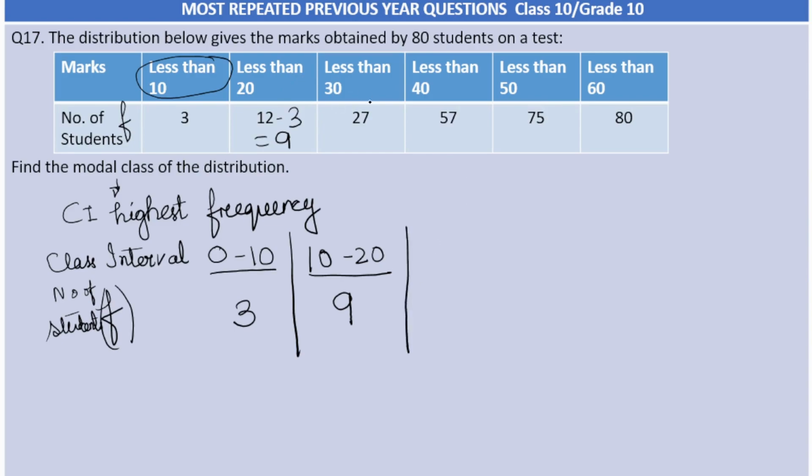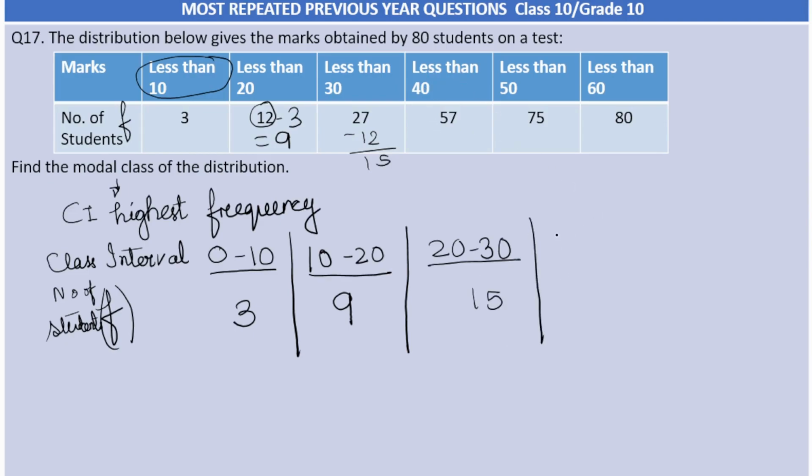Next class interval will be, similarly, instead of less than 30 we'll write... for 0 to 10, 10 to 20 we have already defined. For 20 to 30, if we are trying to find out, we have to remove these 12 students, because these 12 students have scored less than 20, and we are trying to define this class interval for 20 to 30 marks. So 27 minus 12 we will do, that will be 15. So 15 students have scored between 20 to 30 marks.